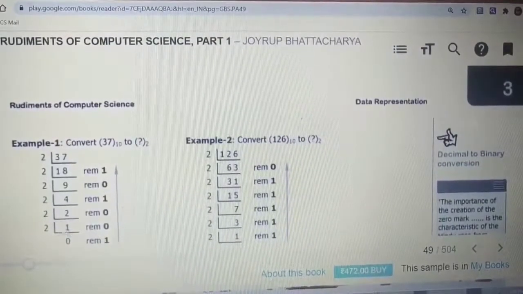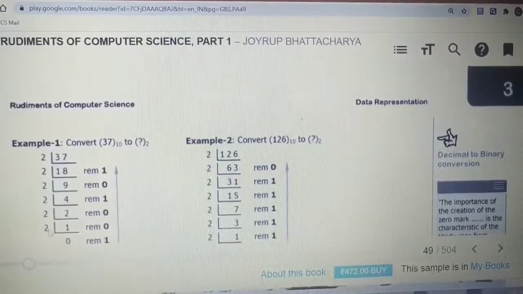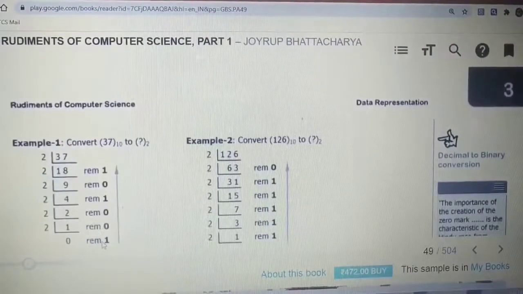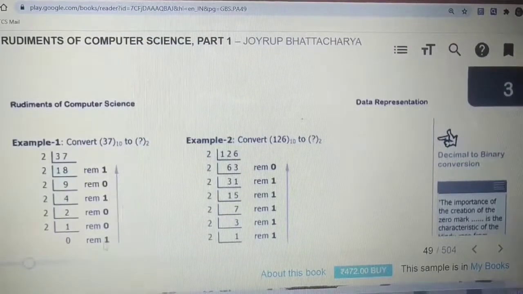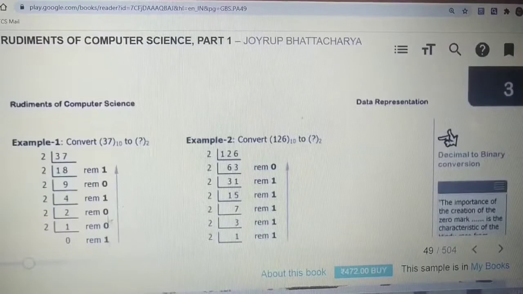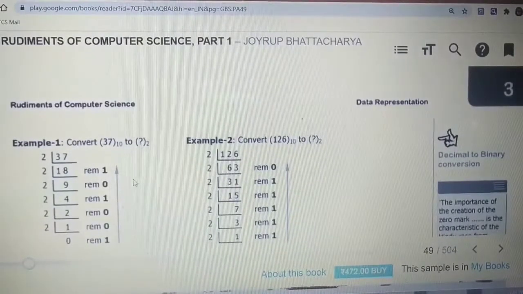Here 1 is there. So we have to continue till the quotient is 0. The quotient is still 1, so we cannot divide 1 by 2. That's why quotient is 0 and remainder is 1. And what you have to do, from bottom to top we will consider. It is the rule, from bottom to top we will consider. So what will be our answer? 1 0 0 1 0 1. Okay, so in this way we are converting from decimal to binary.